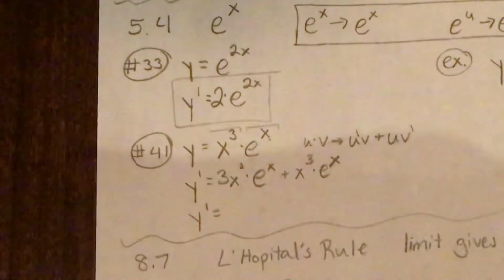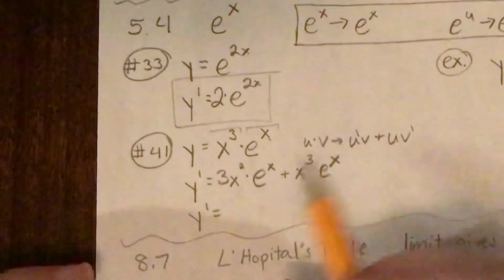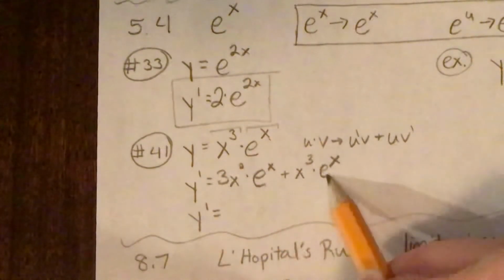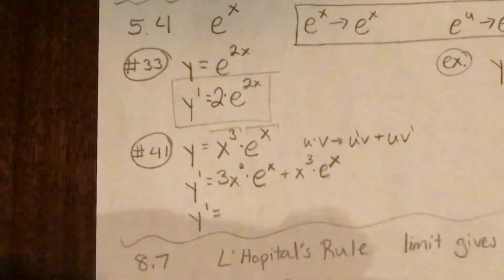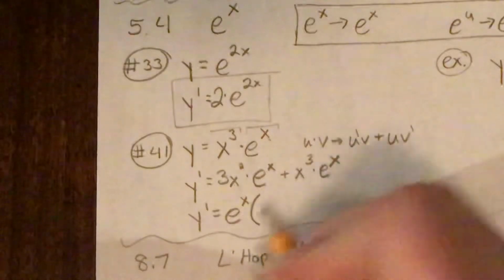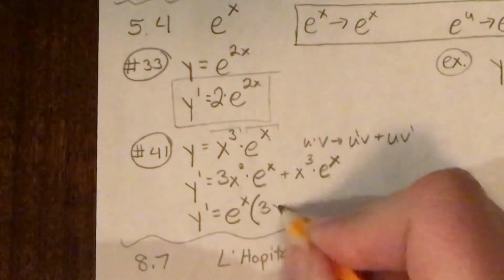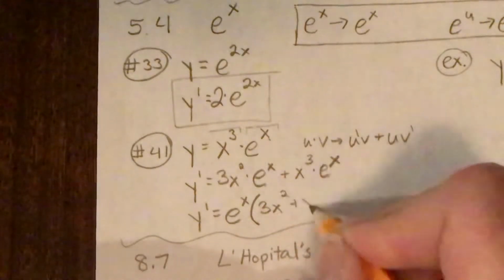Of course, this is a perfectly valid answer, but sometimes you are asked to do extra stuff along with it. Notice that both of these terms have an e to the x, so a lot of times multiple choice will factor out that e to the x. This is e to the x times 3x squared plus x cubed.